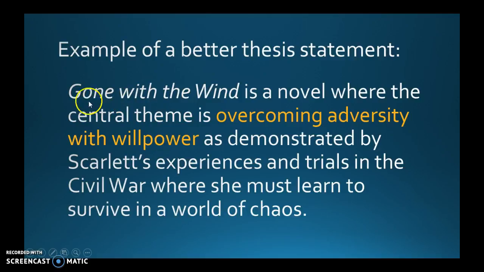So here we know the paper's about Gone with the Wind, and we know what the central theme is. We've stated it: overcoming adversity with willpower. But how is that achieved? It's demonstrated by Scarlett's experiences and her trials, and it deals with the Civil War and the world of chaos. Not a lot of detail here, just enough to overview what this paper is going to be about. See that? That would be a better thesis statement.